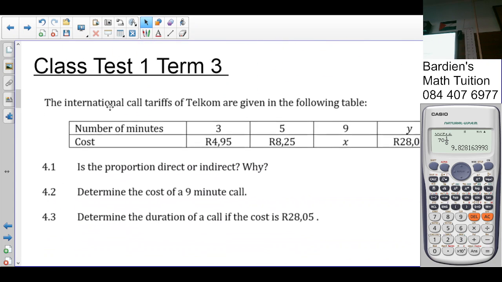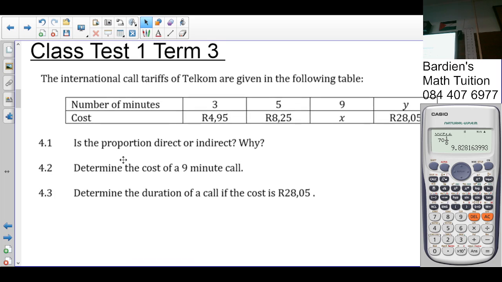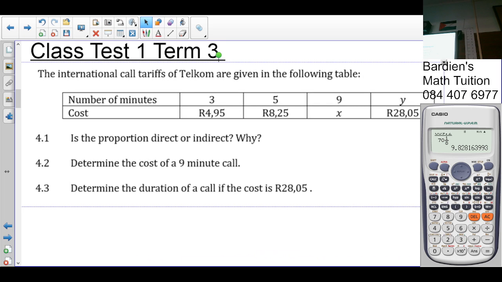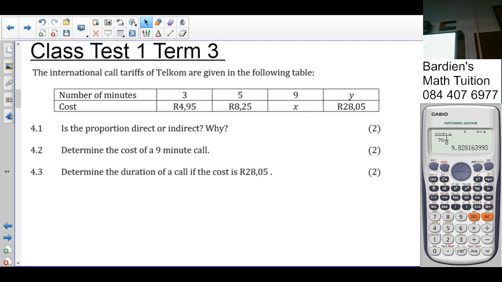The next one. This is an old tariff table here. So this is not the charge currently. Even the local cell phone calls is over 2 rand a minute. But this is a very old one, so. Is this direct or indirect? Direct. Why? As the number of minutes increases, the cost increases.